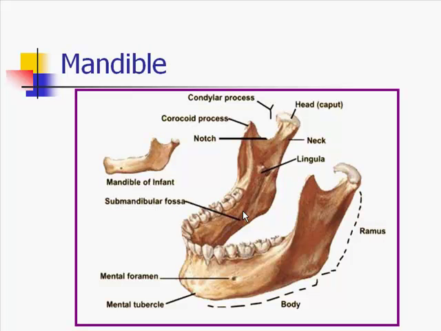There's the submandibular fossa. I'm going to stop using my mouse for a minute. The submandibular fossa, if you look, is inferior to the canal. Fossa means depression. The submandibular fossa is where the submandibular gland is located. The mandibular canal, again, is where the inferior alveolar nerve and blood vessels travel.